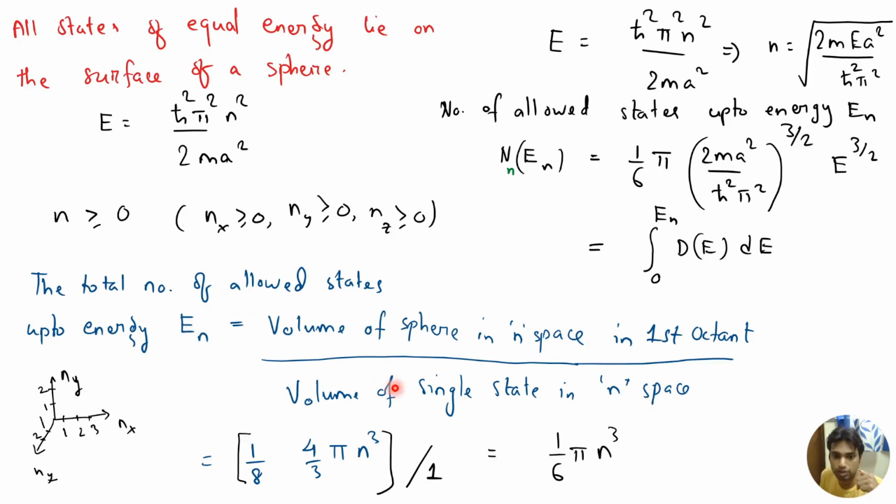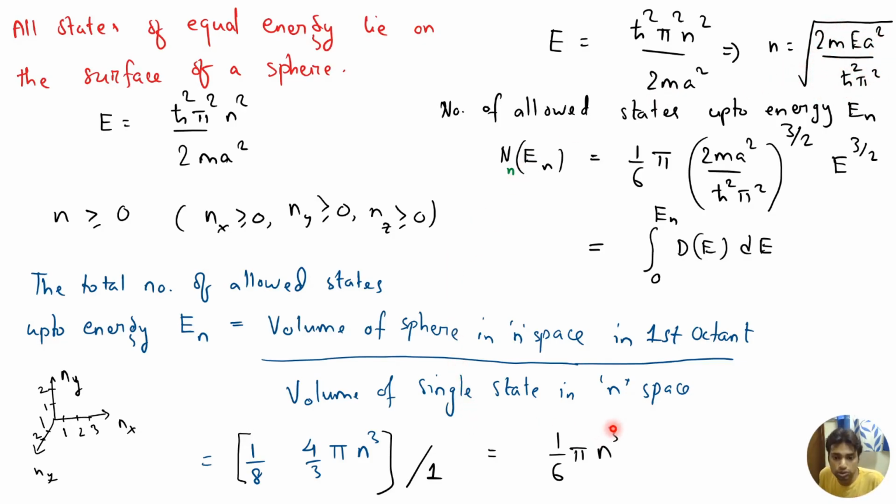Now let us try to replace this n with respect to E. We want to find this value with respect to the energy, so we need a relation between energy and n, which we already have here. E is equal to h bar square pi square n square over 2m a square. You keep n on one side and take all the other factors to the other side, and you end up with n is equal to the square root of 2m E a square over h bar square pi square.